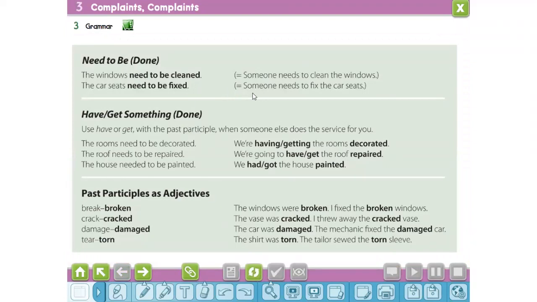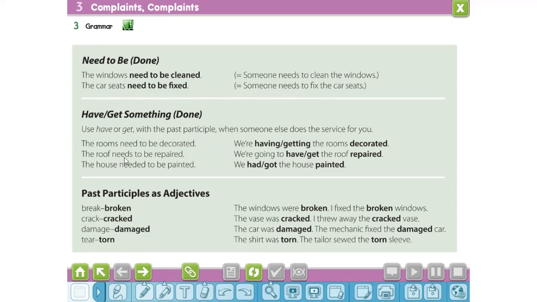Need to be done. When someone needs to do something, we use this phrase: need to be plus verb 3. Like these examples: The windows need to be cleaned, so someone needs to clean the windows. The car seats need to be fixed, so someone needs to fix the car seats. So, need to be plus verb 3 when someone needs to do something.